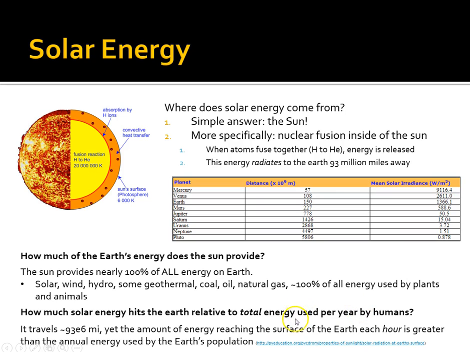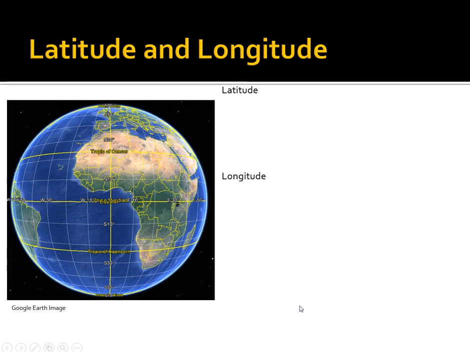But that just gives you an idea of the magnitude of solar energy that's available. Okay, so let's get into some basic stuff here. Latitude and longitude. These are important, especially latitude. You may know this from geography class or just if you have an interest in maps. But some important things to remember.